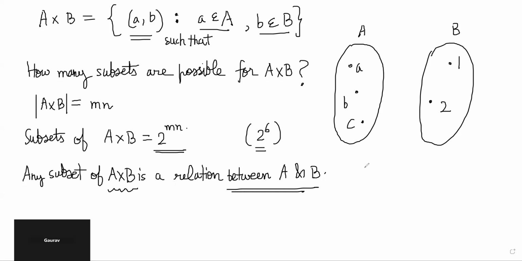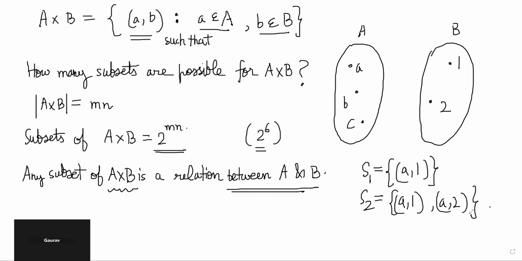For example, let's take one particular subset, subset 1, which is just (A,1). That's all, right? Subset 2 could be (A,1) and (A,2), right? Subset 3 could be (A,1) and (B,1), right? Obviously, there are many other subsets possible. There are many other subsets of one element, two elements, three elements, till 6 elements you can have subsets, right? 2 power 6 is basically 64. So I'm going to just list down 2, 3 of them, right?